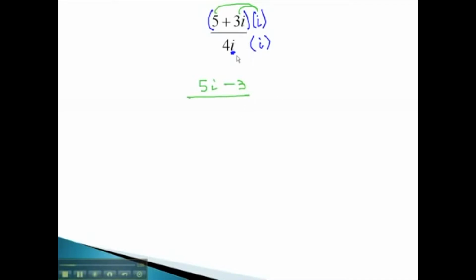Similarly, in the denominator, i times i is going to equal -1, times 4 is -4. And now there's no longer a square root, or an i, in the denominator of this expression.